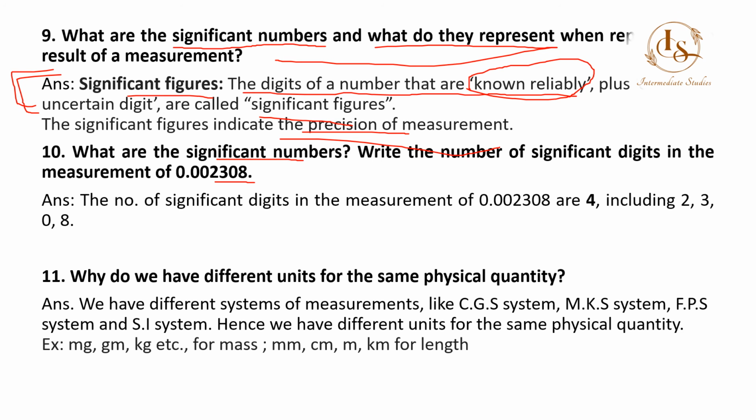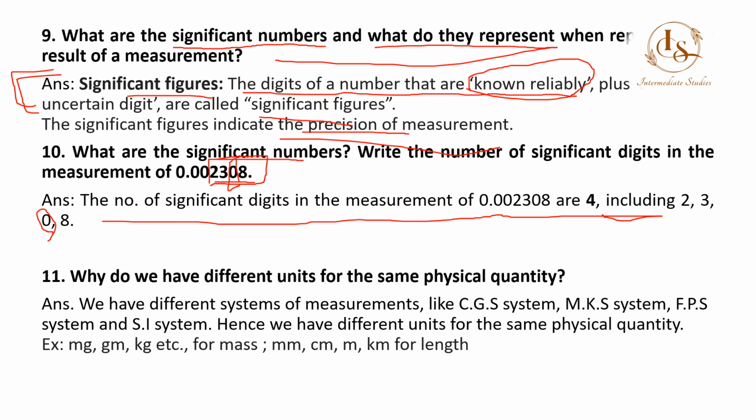Here if you see, what are the natural numbers here? 2, 3, 8, but here the 0 is in between the natural numbers, so we need to take care of that 0 also. Including that 0, in total we have four significant numbers: 2, 3, 0, and 8. So the number of significant digits in the measurement of this number is 4. Don't skip the 0 here, you need to include that 0 also.